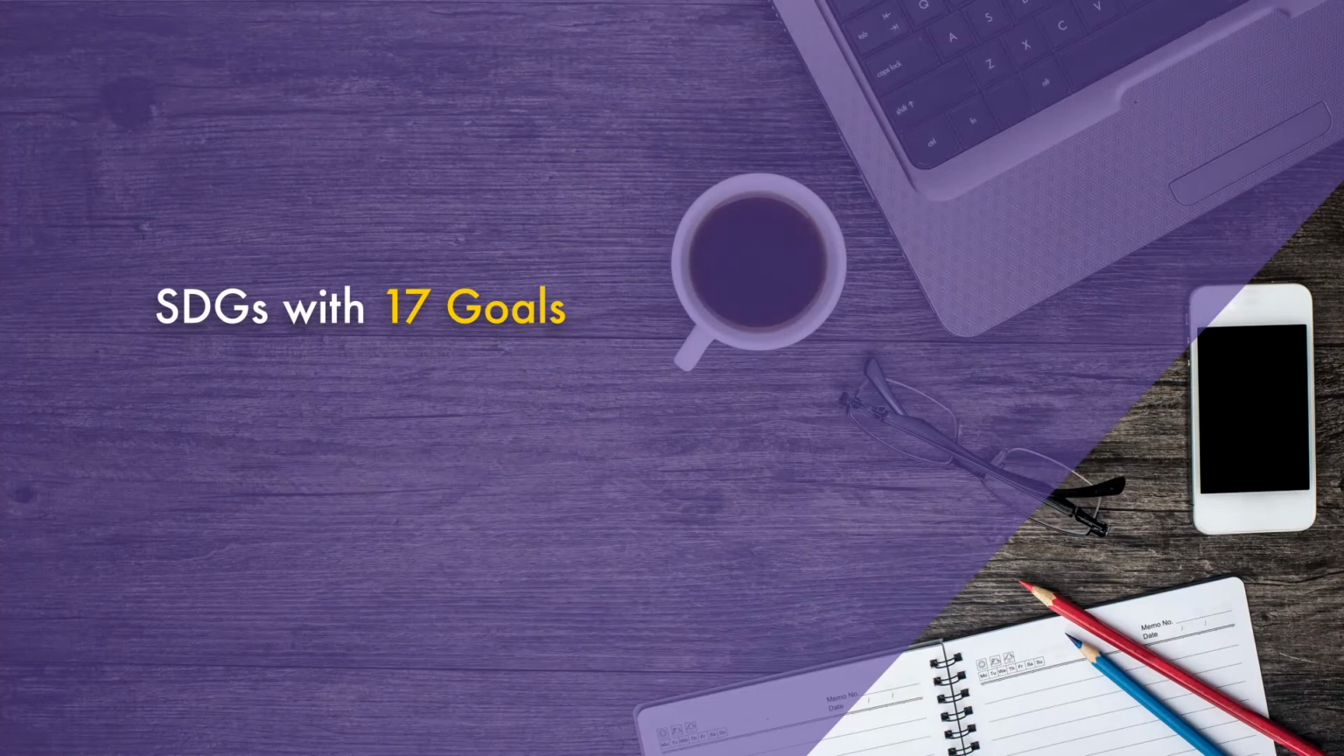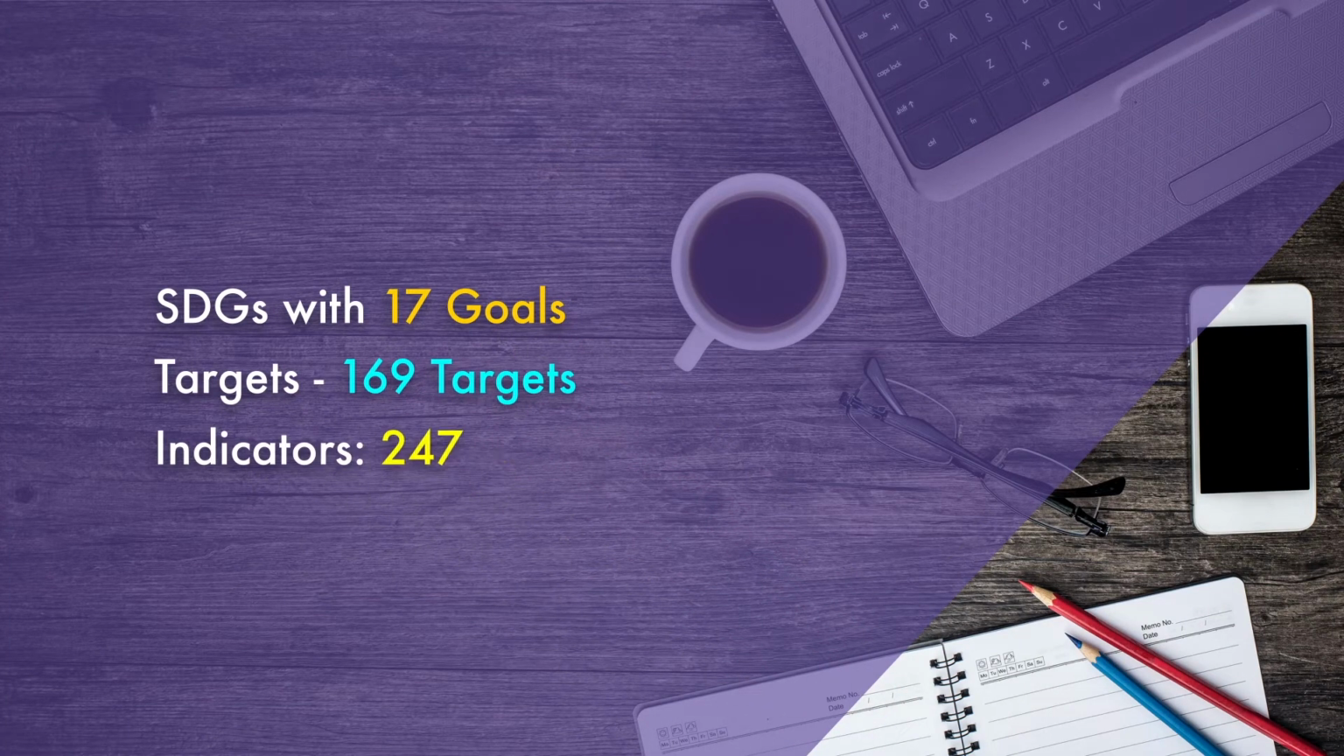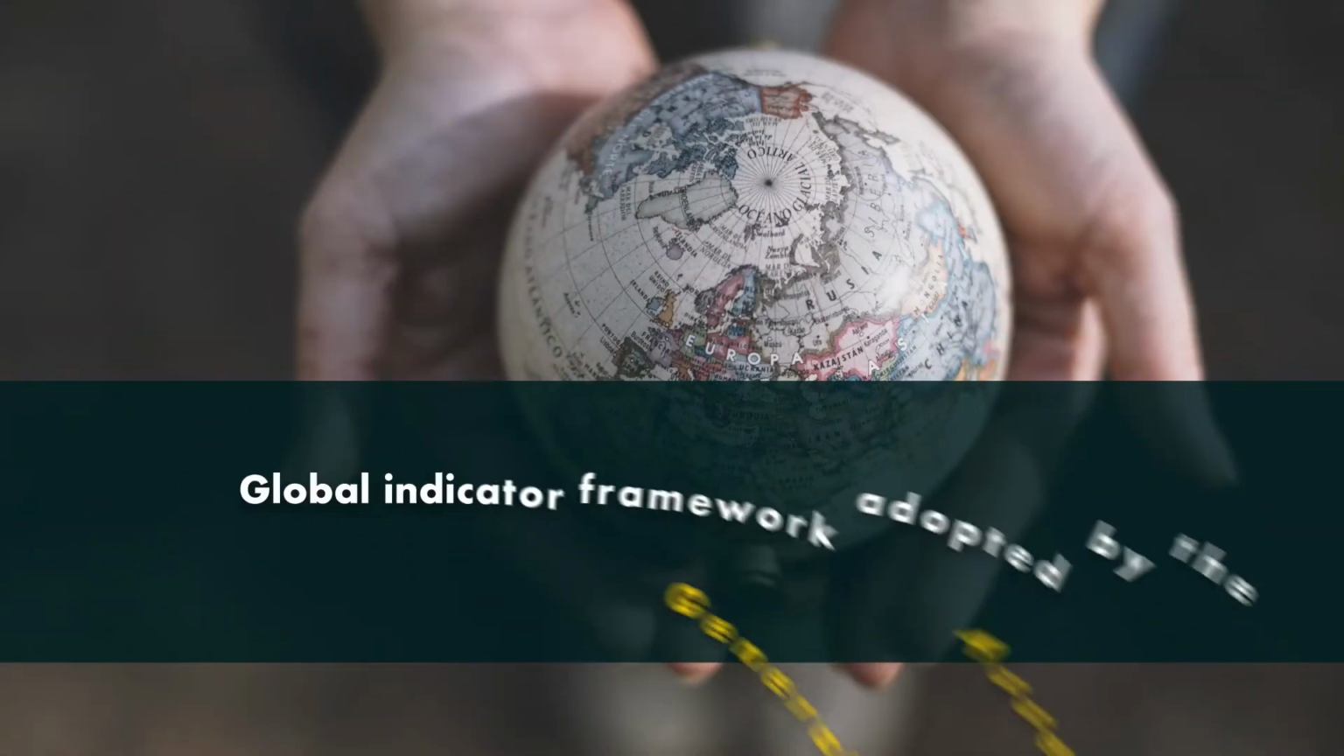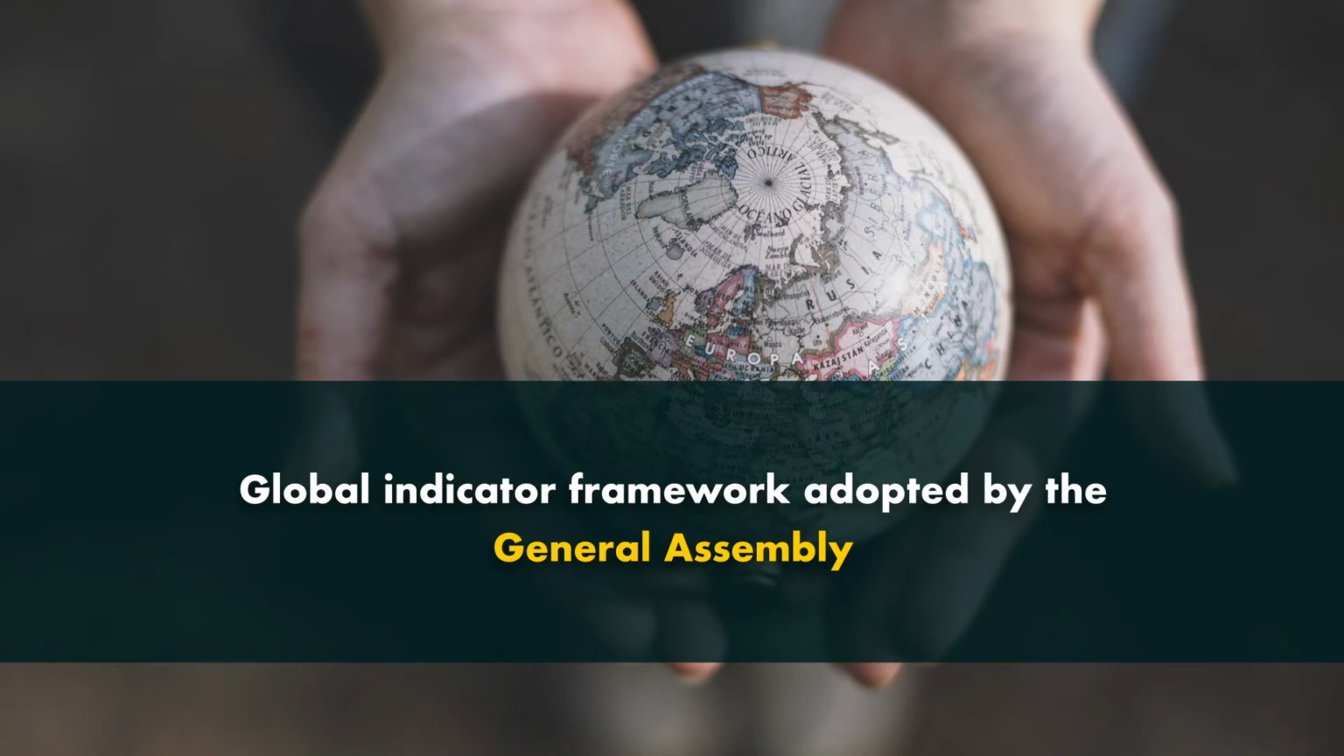As we know, sustainable development goals have 17 goals and 169 targets with 247 indicators. So when we are trying to achieve the 17 SDGs by 2030, there should be a mechanism to follow the progress of achievement made from time to time. That's why the Global Indicator Framework was adopted by the General Assembly.